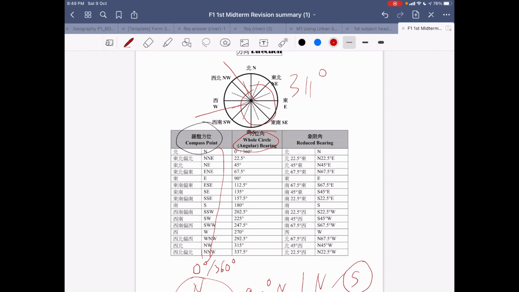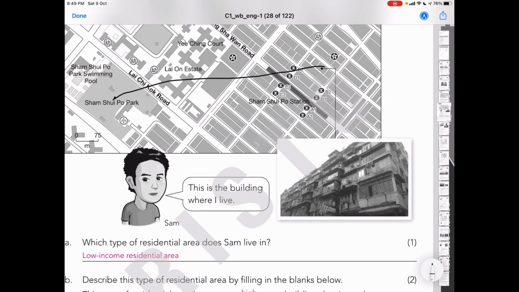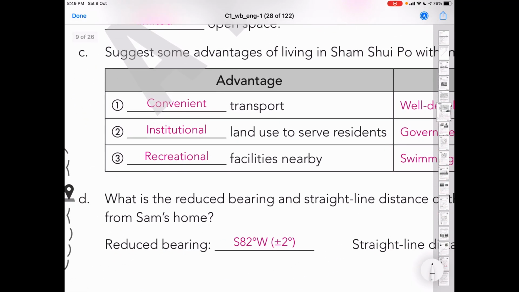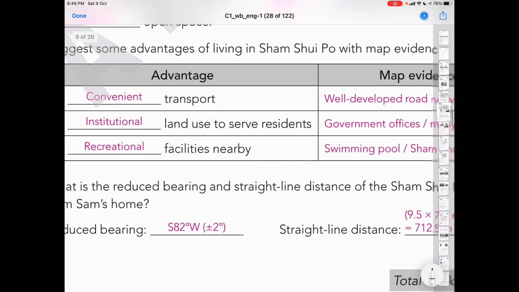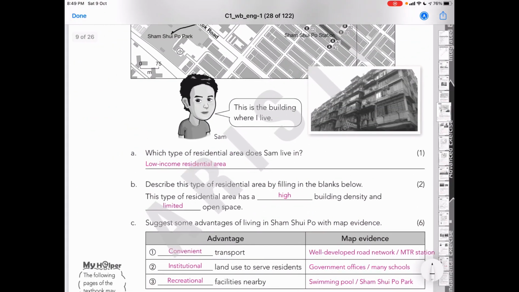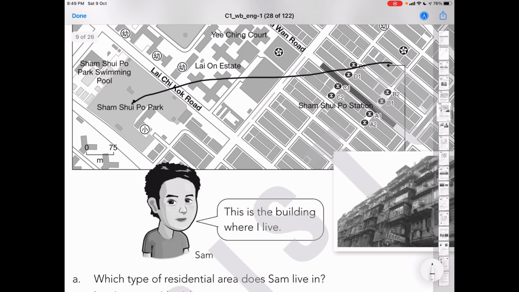South bending to west. So accordingly, if you have the protractor, you can measure it finely, which is south 82 west, and some allowance is allowed. So just ignore this. And then the straight line distance: if you have measured this distance, definitely use a ruler, because I cannot use the ruler in the iPad.